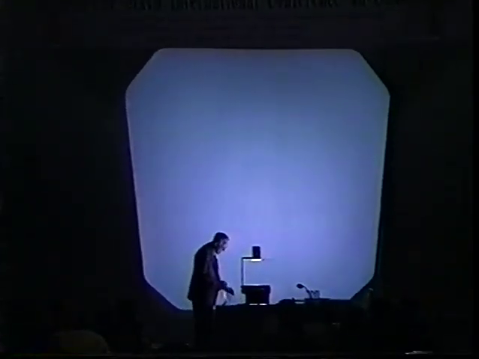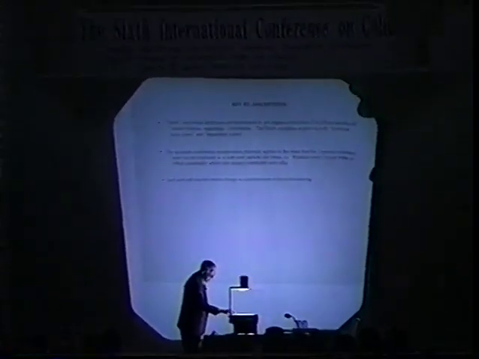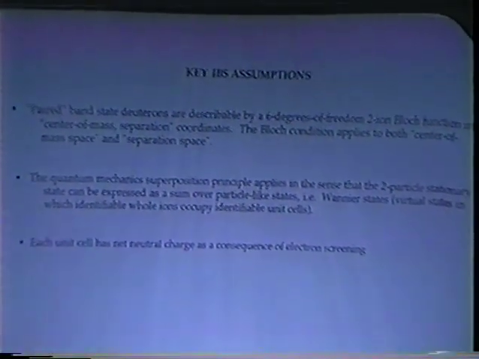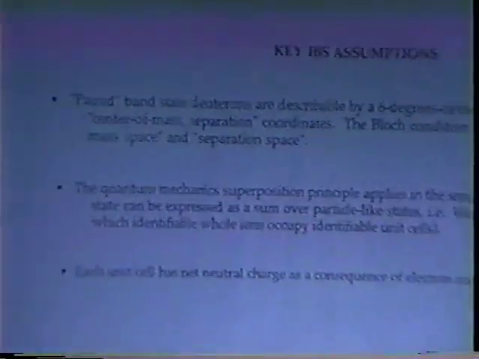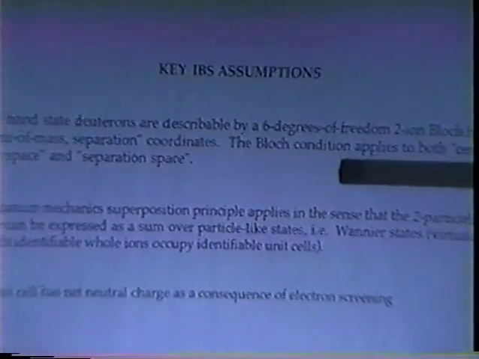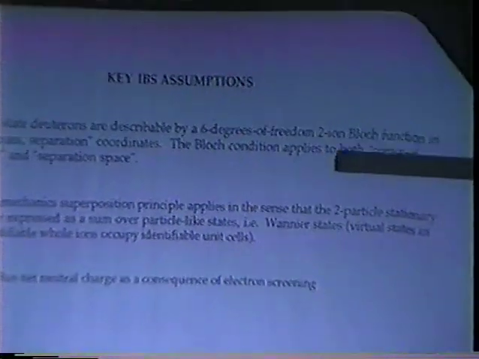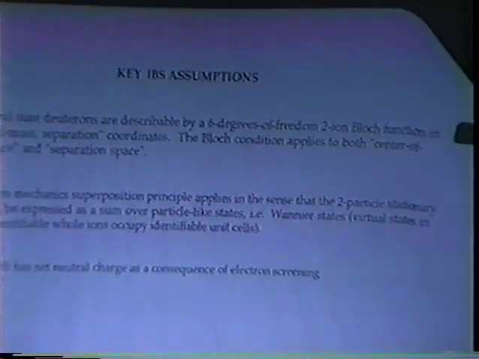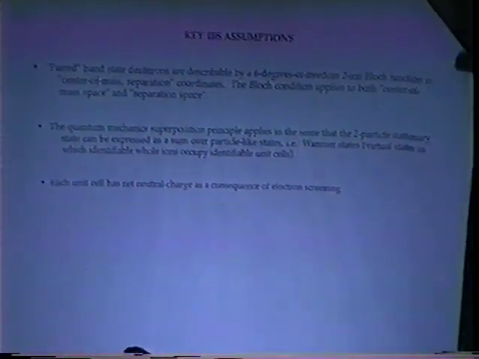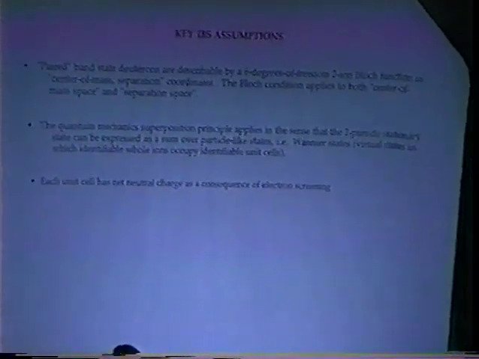Now, the ion band state theory really depends on a number of assumptions, and these three assumptions are particularly important for what we'll be talking about. The paired band state deuterons are described by a 6 degree of freedom two-ion Bloch function in center of mass and separation coordinates. That's the assumption that we really make in this theory. And this Bloch condition is assumed to apply to both factors in the two-particle wave function.